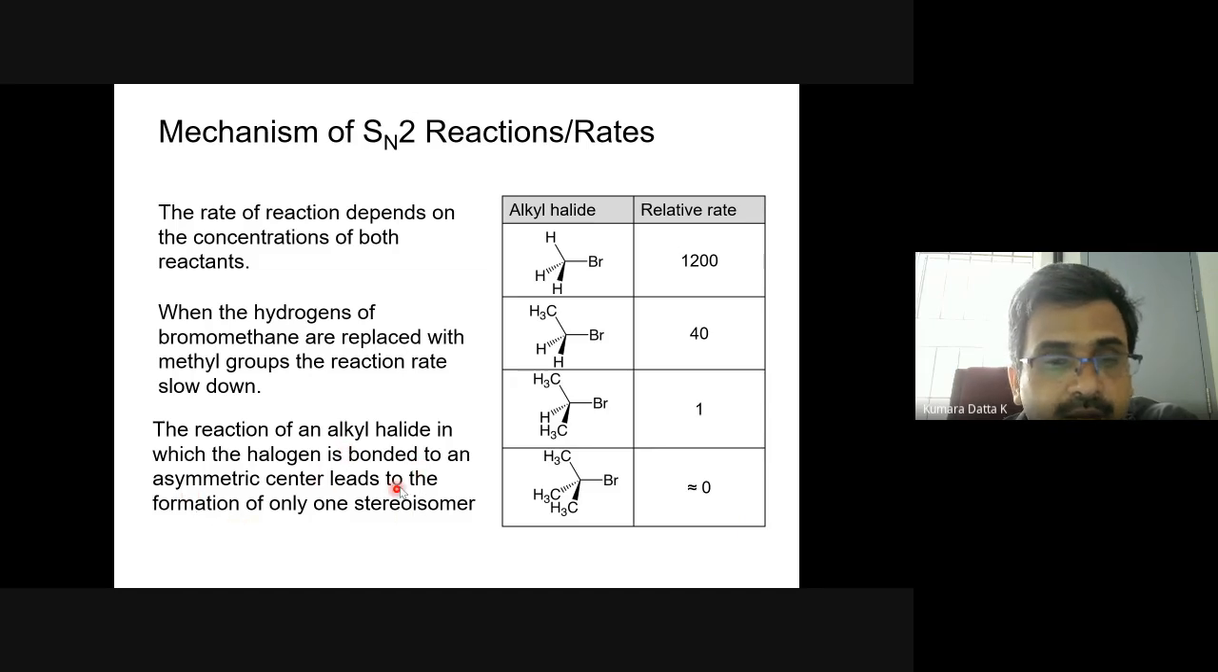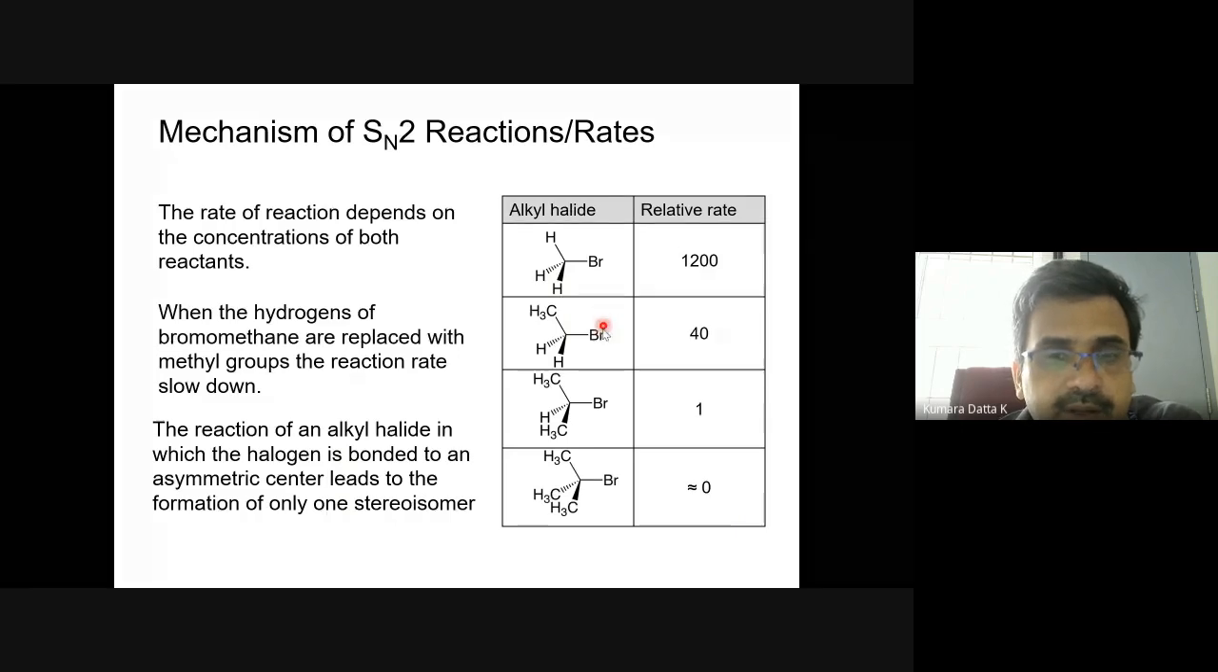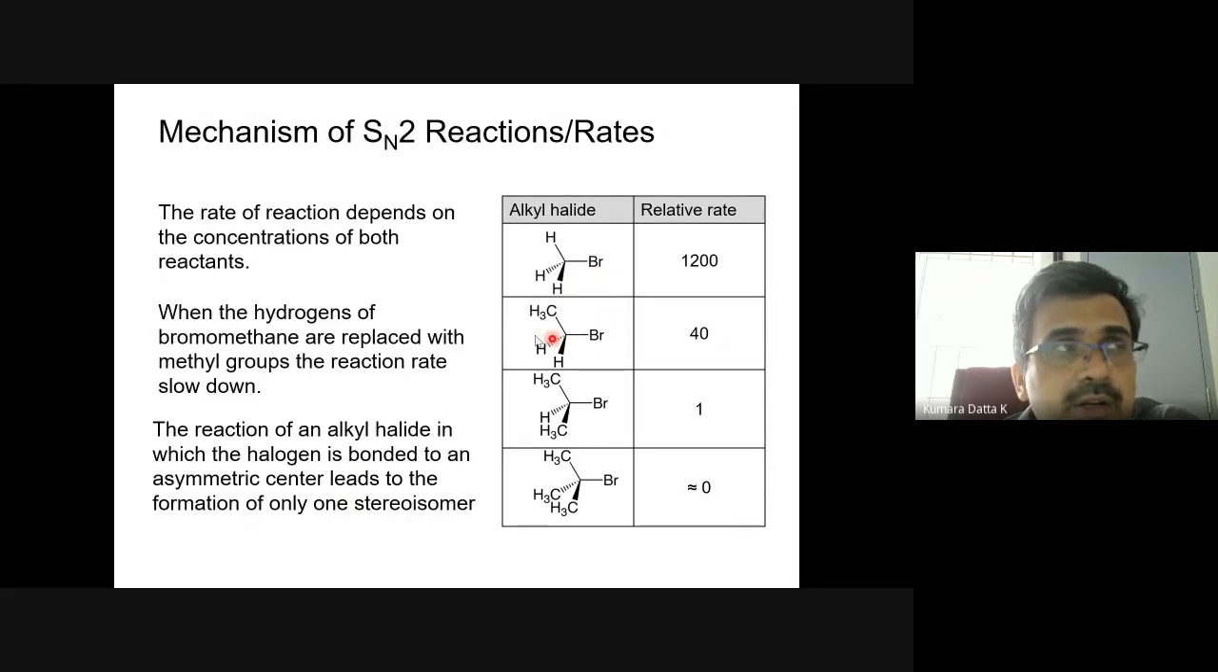Now, when you have an alkyl halide like this, and you are creating partial charges, it can lead to only one stereoisomer. I will discuss this elaborately. You might have already seen this from the inversion of configuration too. What the table is showing is that if you have more substitution, if you bring in more tertiary butyl groups, the reaction won't proceed with respect to SN2. But SN1 will go very nicely. SN2 doesn't move.